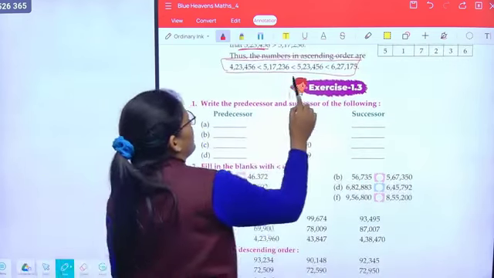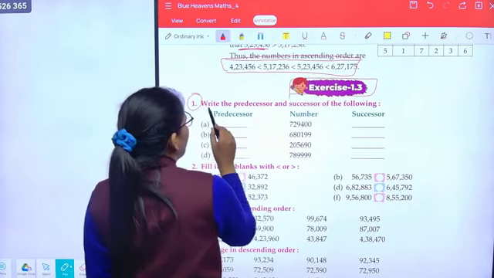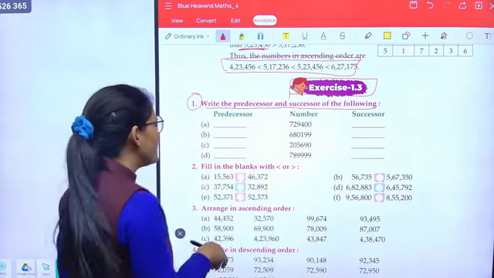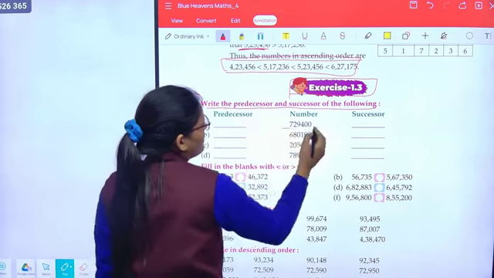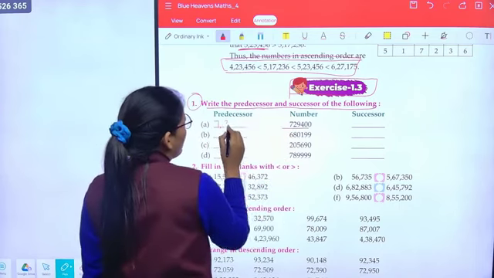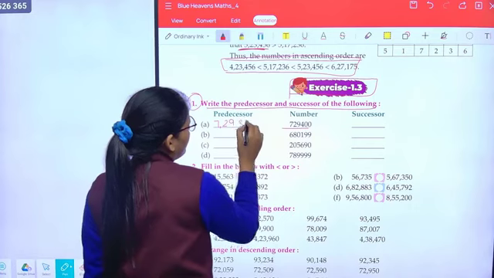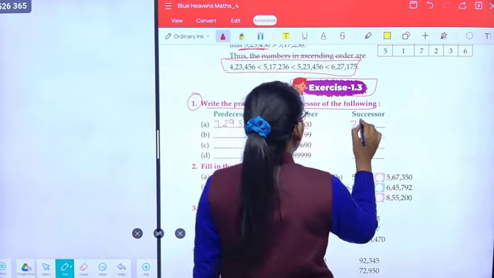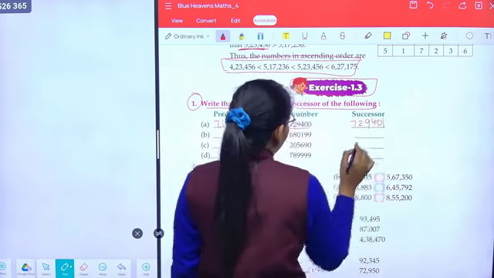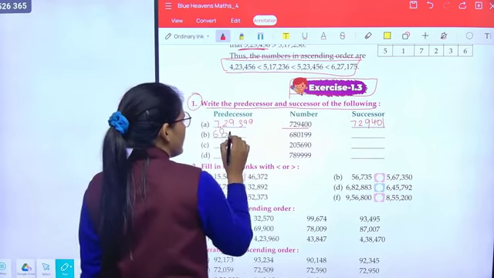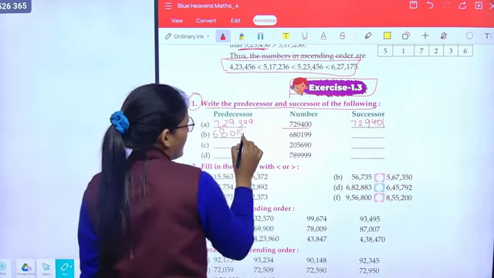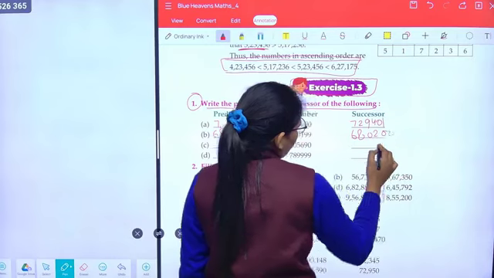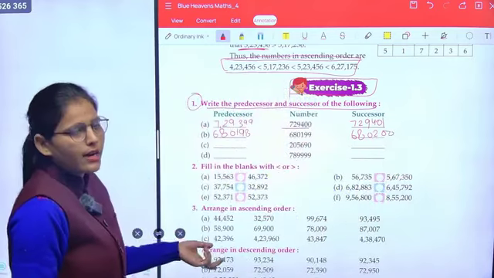Now, students, come on the exercise 1.3. Question number 1. Write the predecessor and successor of the following. Predecessor means before one number, 1 less than. So, it will become 7,29,399. Now, what is the successor? 401. Again, 68. It will become 198. Now, it will become 200. Okay, class. Now, rest of the parts, do yourself.